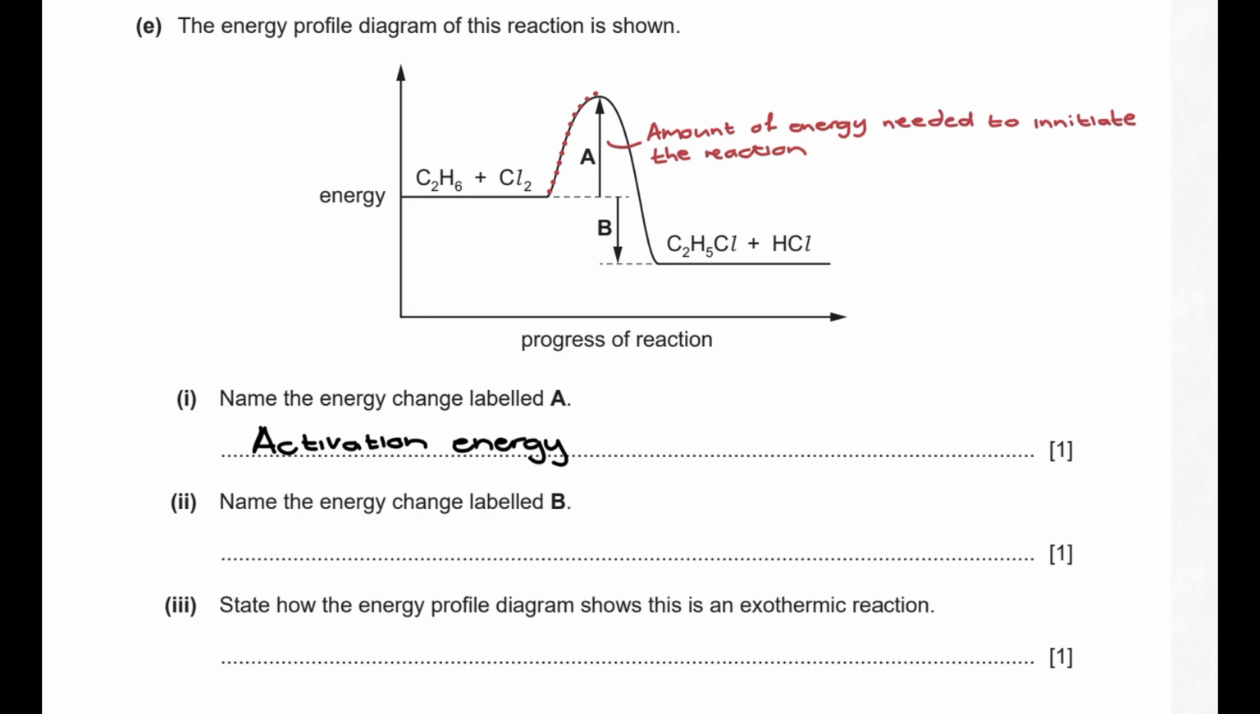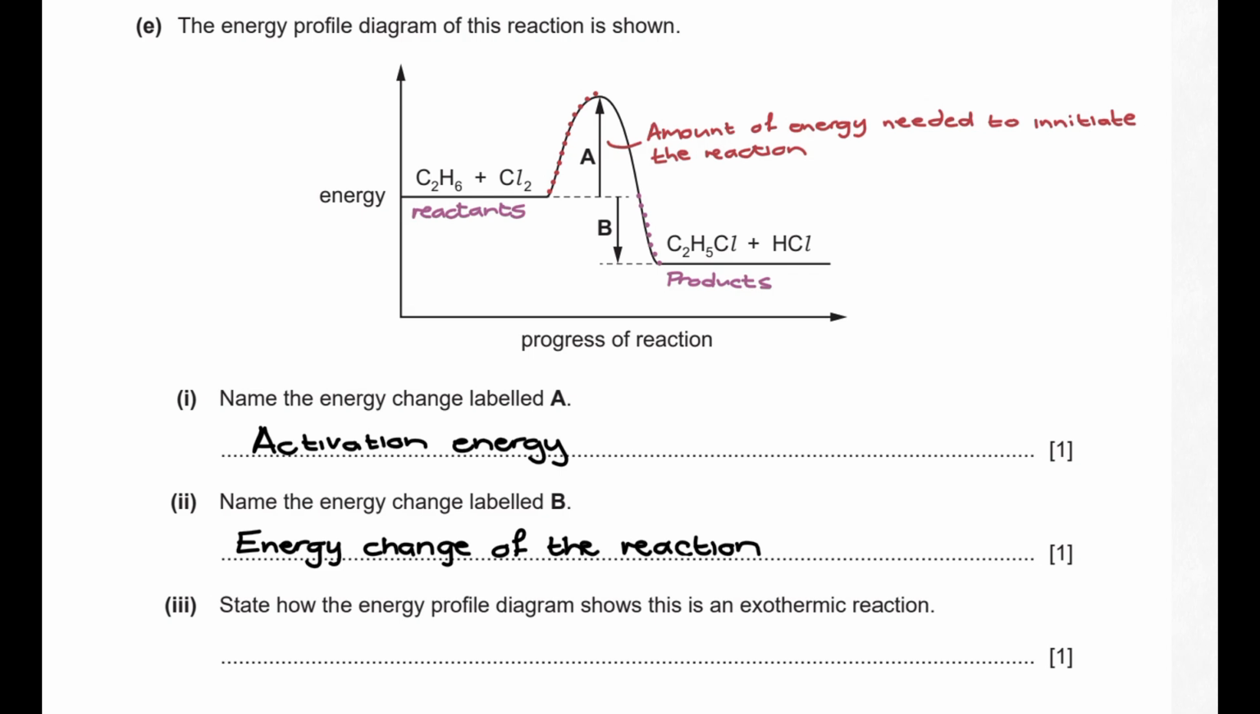Now B, we can see, is going downwards from about below A. So we can see that it's the difference between the energy of our reactants and the energy of our products. So we can say that this is the energy change of the reaction.